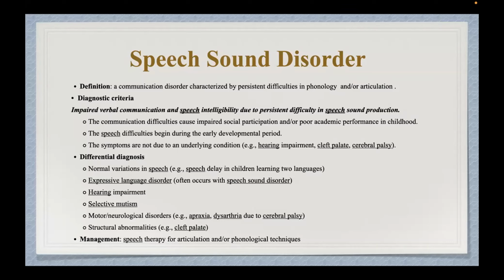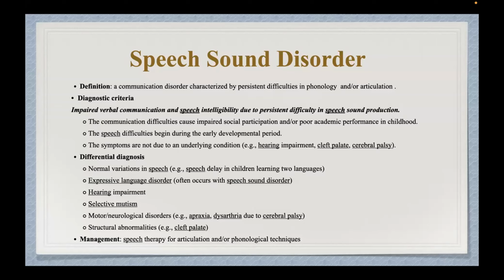Diagnostic criteria: impaired verbal communication and speech intelligibility due to persistent difficulty in speech sound production. The communication difficulties can cause the patient to feel shy and not participate socially, or cause poor academic performance in childhood. Speech difficulties begin during the early development period, when the child just starts to learn how to speak. The symptoms are not due to underlying conditions, for example hearing impairment, cleft lip, or cerebral palsy. There are other factors responsible, like problems in the nervous system.